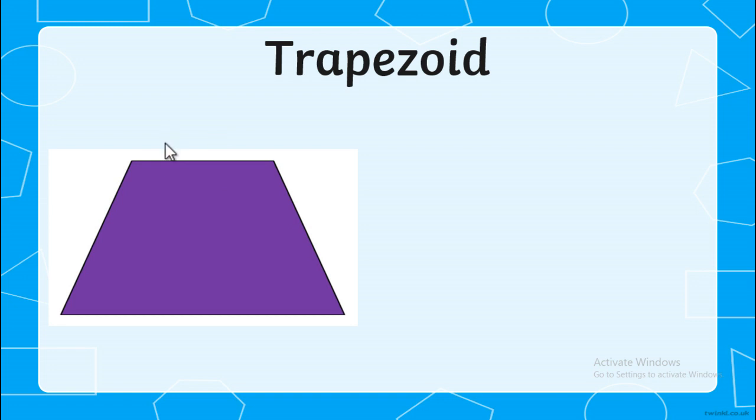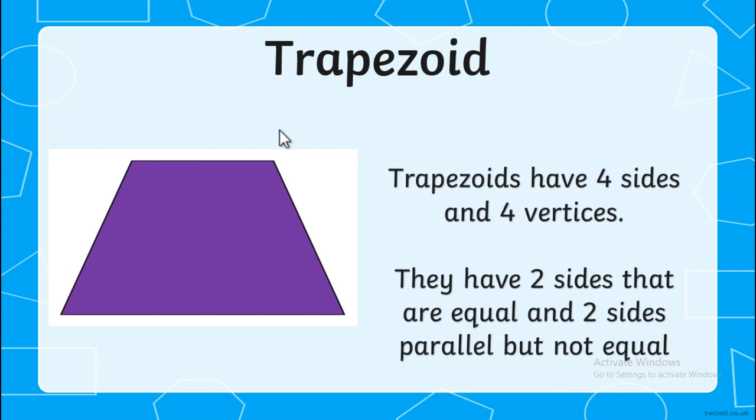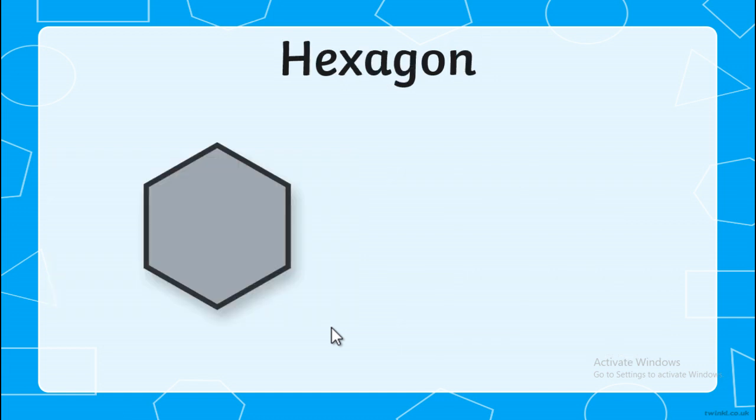The parallel sides are not equal. The tilted sides are equal. Okay? So a trapezoid has 4 sides, 4 vertices. 2 sides are equal, that are tilted, and 2 sides are parallel but not equal. One of them is short, this one for example, and this one is long.